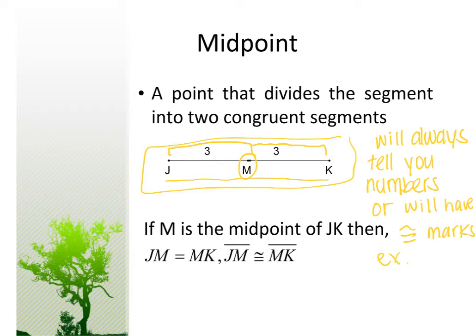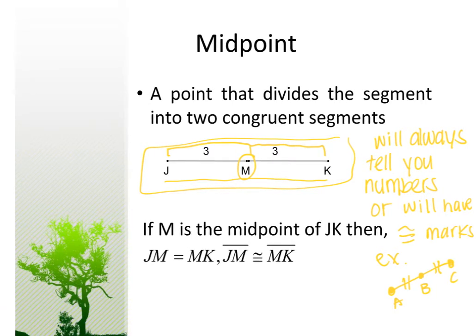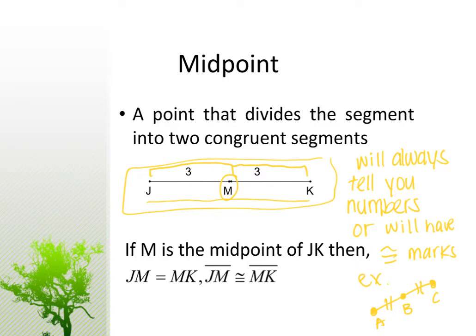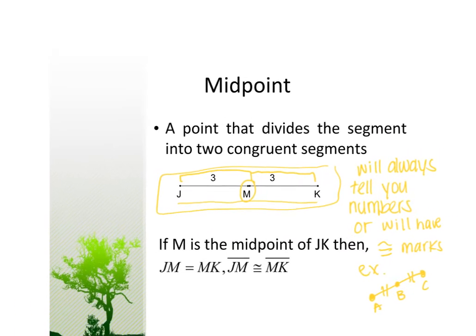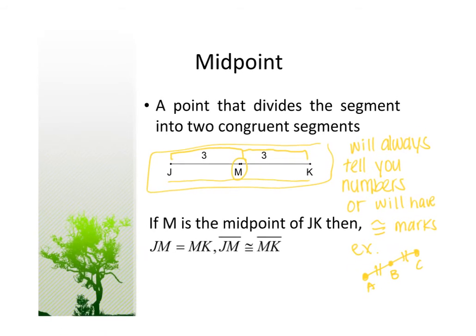An example would be if we had A, B, and C, and they put 2 dashes in between. That would mean that AB and BC are the same distance or the same length. Therefore, B is the midpoint, okay? If M is the midpoint of JK, then JM, which is the left side between J and M, is equivalent to MK. And so the line segments are considered congruent, all right?